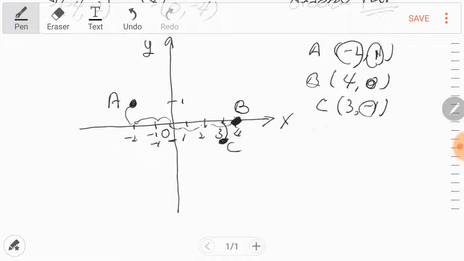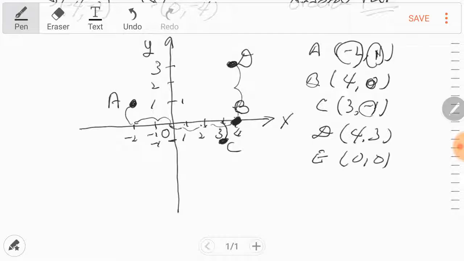How about point D? D is (4, 3). So the x value is 4. Move 4 to the right and then 3 up. 1, 2, 3. Let's say this is number 3, so the y value is 3. Then this is the location of the point D. Okay, how about point E, which is (0, 0)? (0, 0) is at the origin. The x value is 0, so no movement horizontally, no movement vertically. So this is the origin.